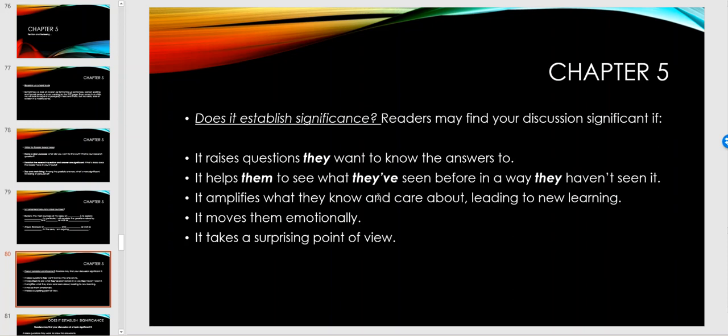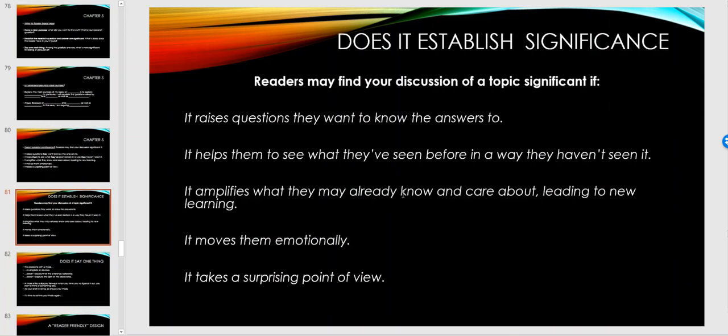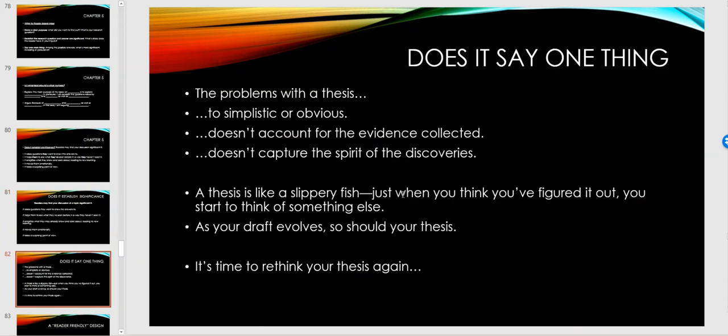There's always the emotional appeal, the pathos, and it takes a surprising point of view, something that may be somewhat controversial to many people. Readers may find your discussion topic significant if it raises questions they want to know answers to. So, can you appeal to somebody's curiosity? It helps them see what they've seen before in a different way. Okay, so does it establish that significance? Does it say one thing?